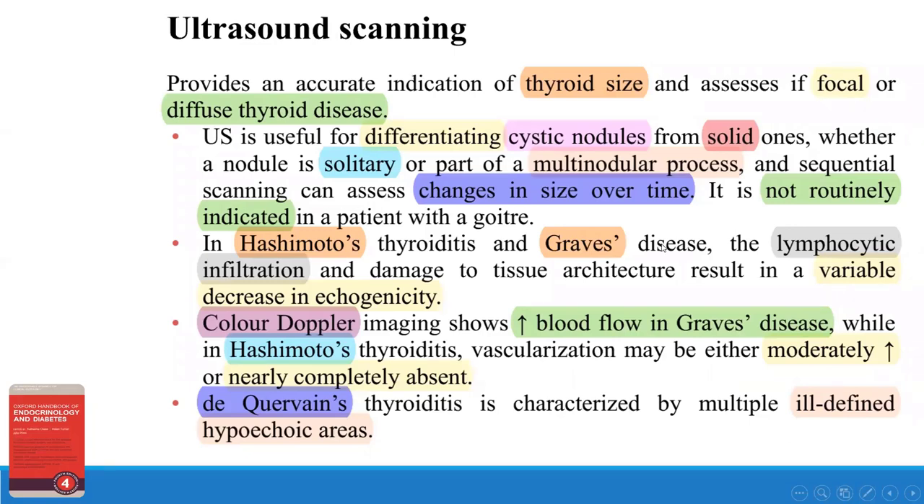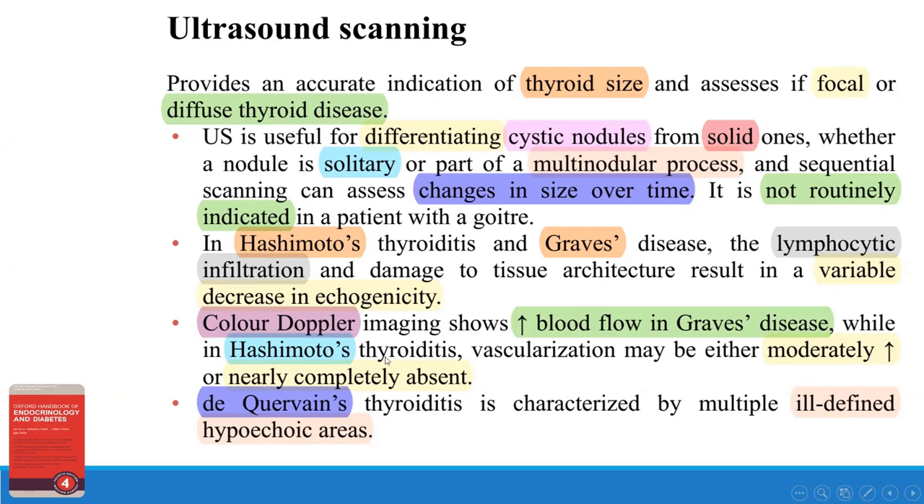In Hashimoto's thyroiditis and Graves' disease, the lymphocytic infiltration and damage to the tissue architecture result in a variable decrease in echogenicity. And color Doppler is very important in two situations, actually. In Graves' disease, there is an increase in the inferior thyroidal artery systolic pressure, and a very important increase in blood flow. And also, color Doppler is very essential for differentiating amiodarone-induced thyroiditis type 1 from type 2. And we will discuss it with amiodarone.